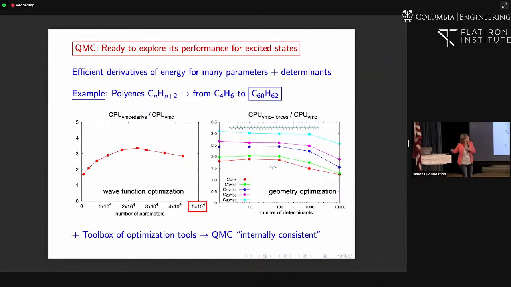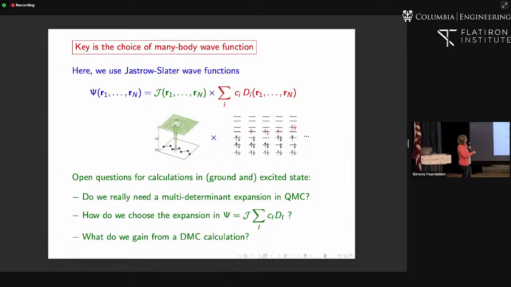Okay, so now, even though it's an internally consistent theory, you still need to choose your many-body wave function. You need to choose what you want to use and what you want to optimize, to start, for instance, your diffusion Monte Carlo. So typically, we are using a Jastrow-Slater wave function. We have a Jastrow factor which contains r_ij terms, so the cusp and repels the electron, and then you're actually multiplying by a summation of the determinants.